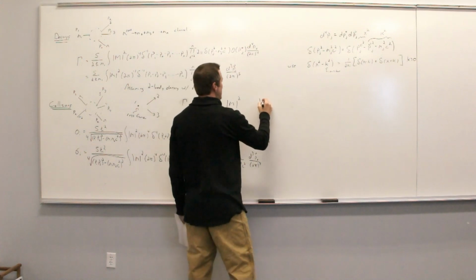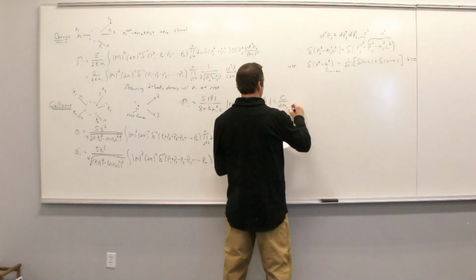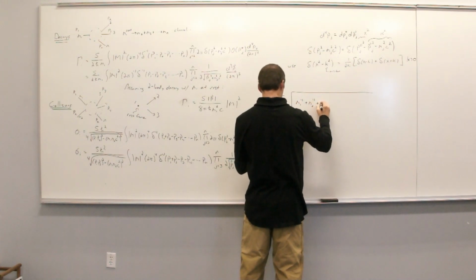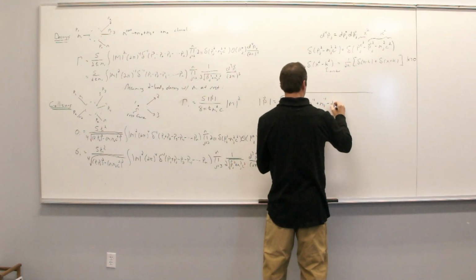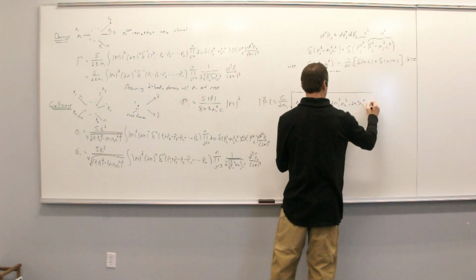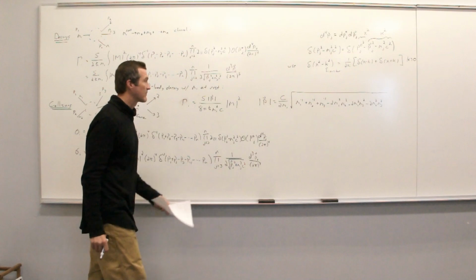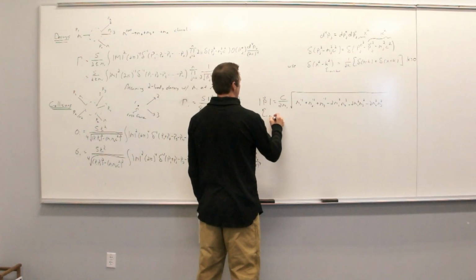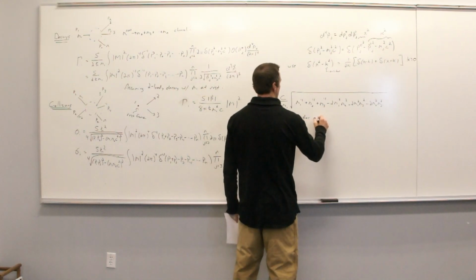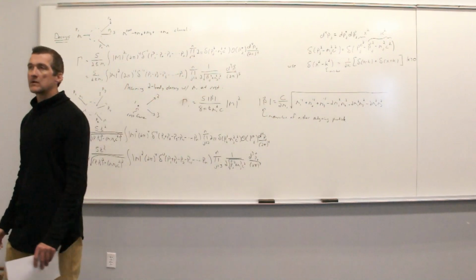What about P? P is c over M1 times the square root of M1 to the fourth plus M2 to the fourth plus M3 to the fourth minus 2 M1 squared M2 squared, minus 2 M1 squared M3 squared, minus 2 M2 squared M3 squared. That is, this is the momentum of either outgoing particle. This is the spatial momentum of either outgoing particle. It doesn't matter which one.